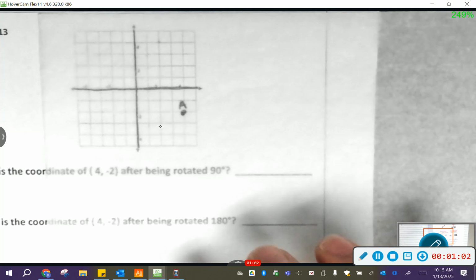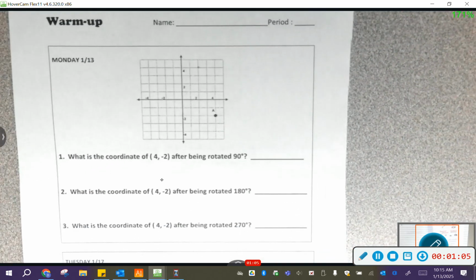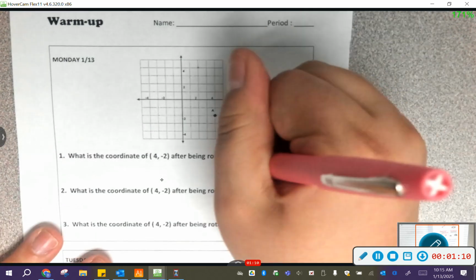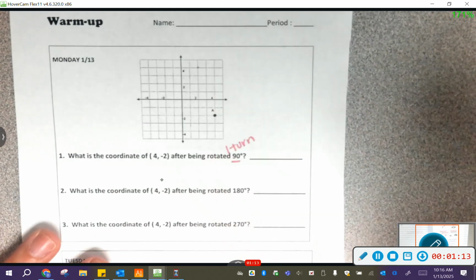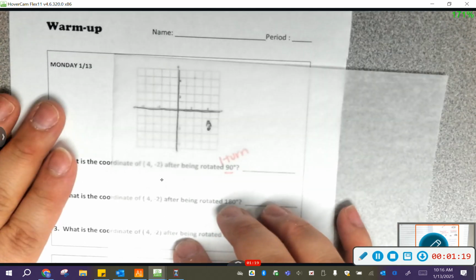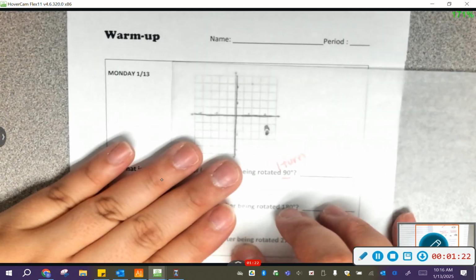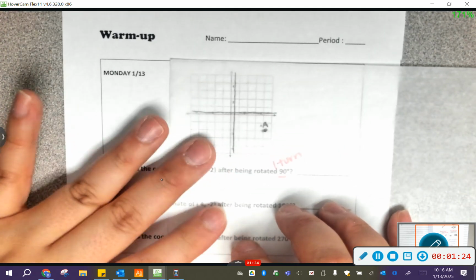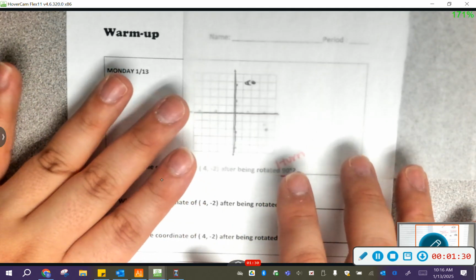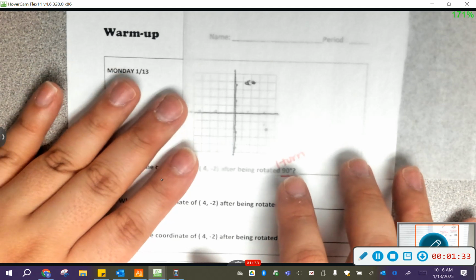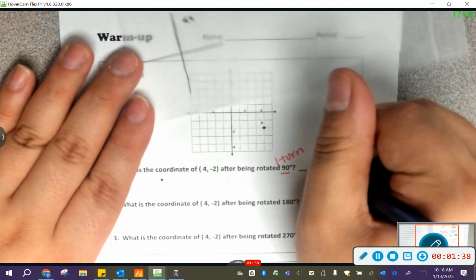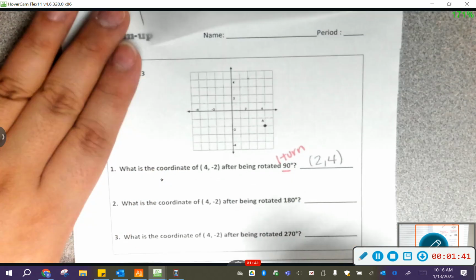We learned on Friday that if you are rotating 90 degrees, what do you know about rotating 90 degrees? One turn. It is one turn. 90 degrees is one turn. Which way are we going to turn? We are always going to be going counterclockwise, which is the left. So you are going to take this patty paper and do one movement to the left. Do you see how A is now on its side? And then what point is A now at? 2-4 is my answer. And we just rotated 90 degrees.